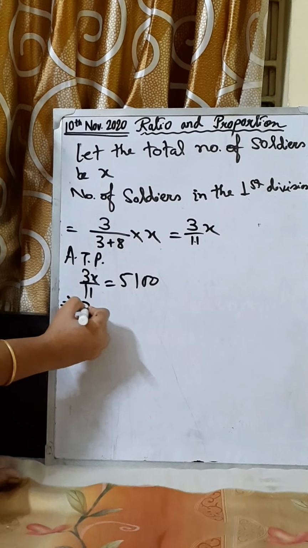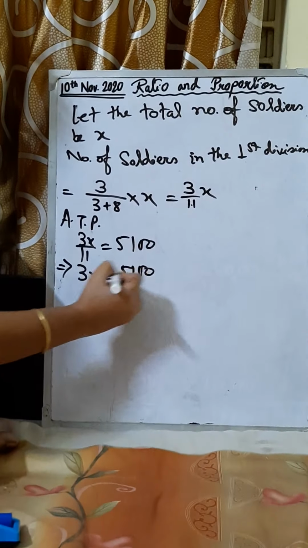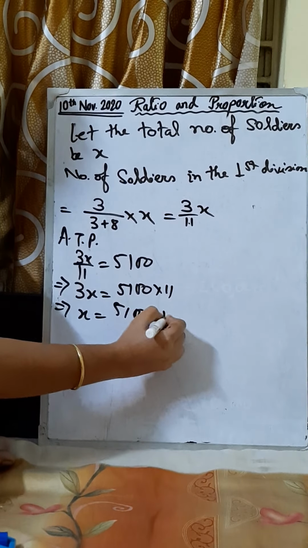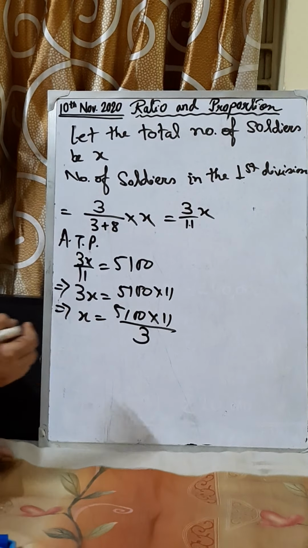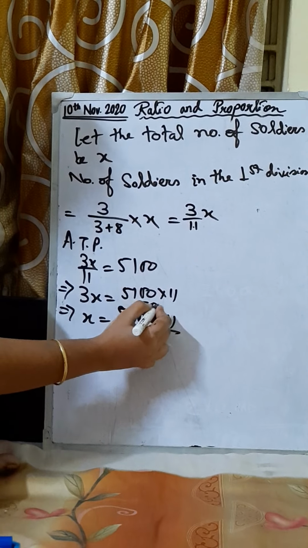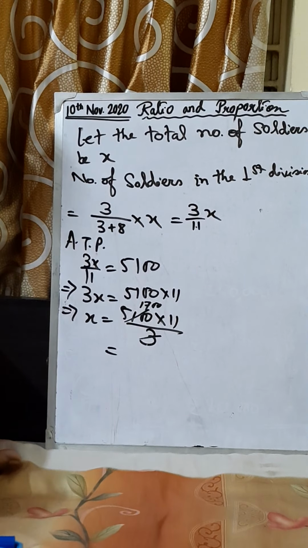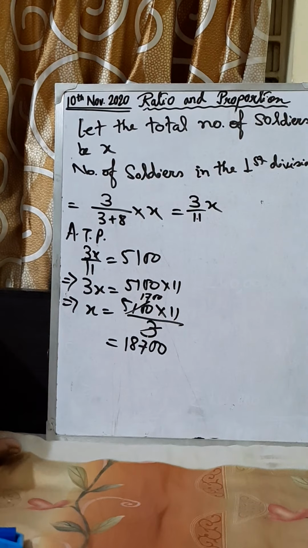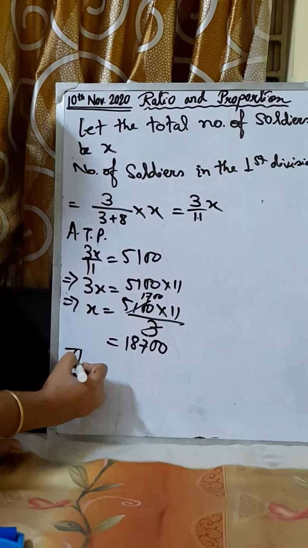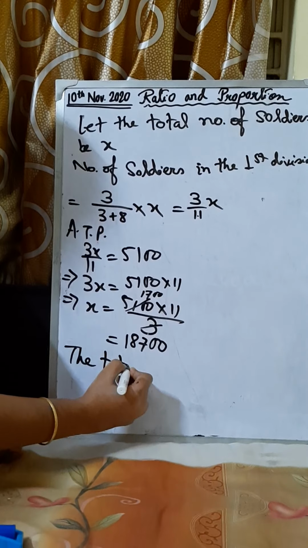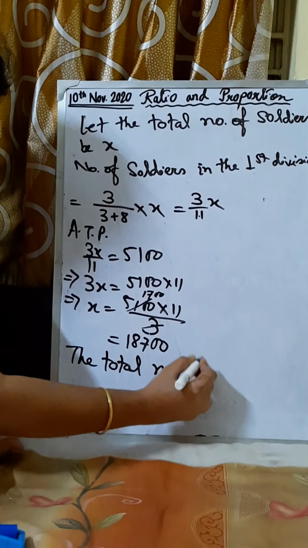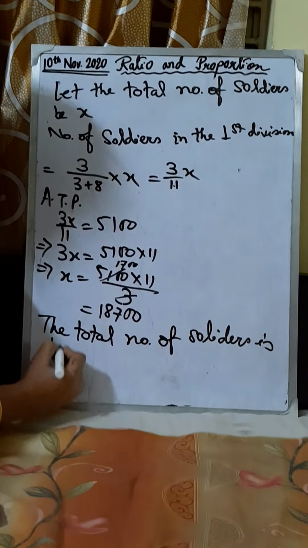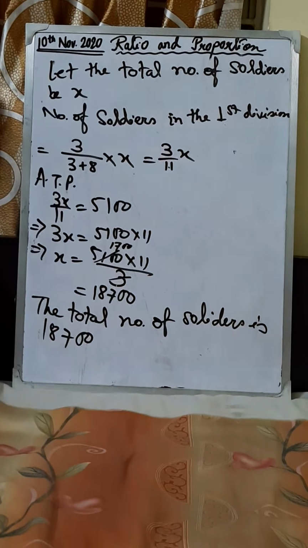Now you calculate and find the value of X: 5100 into 11 divided by 3. 3 17s are 51, so X is 17 into 11, which is 18700. Therefore, the total number of soldiers is 18700.